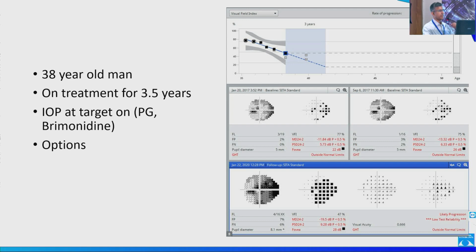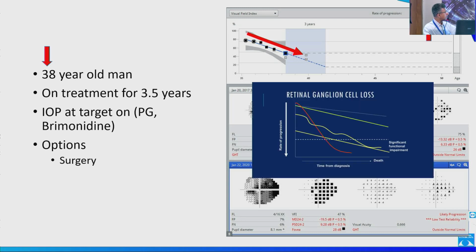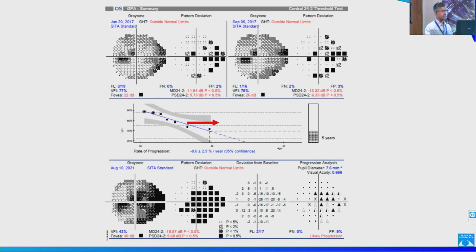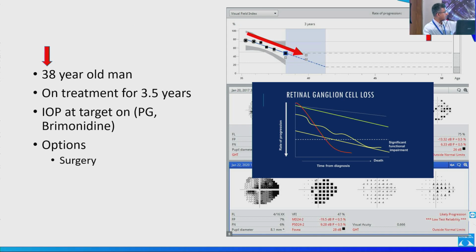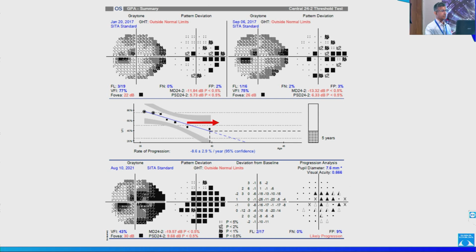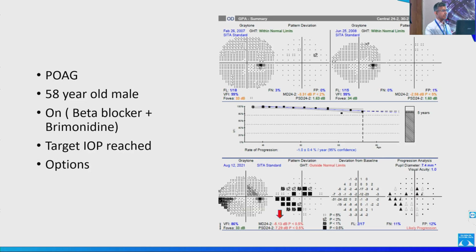This is a 38-year-old man who was on treatment with us, and between the ages of 35 and 38, you can see that he's progressing fairly dramatically. Intraocular pressure was on target on 2 drugs. So what do you do now? This is somebody who's progressing. We actually elected to do surgery, and post-surgery, he has stabilized. So early in disease, you have to look for glaucoma progression more carefully because you want to pick up somebody like this, a rapid progressor, and before he loses significant vision, you need to get him under control. So your threshold for surgery in somebody like this is low.